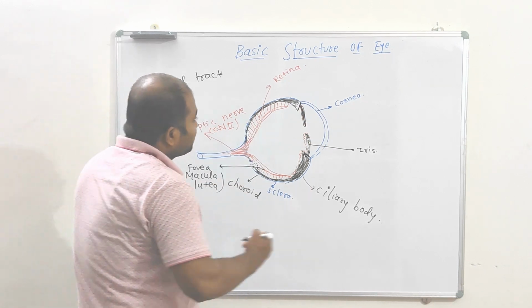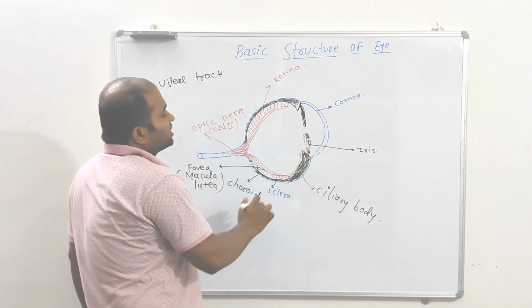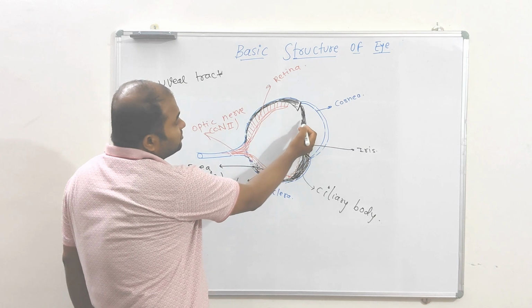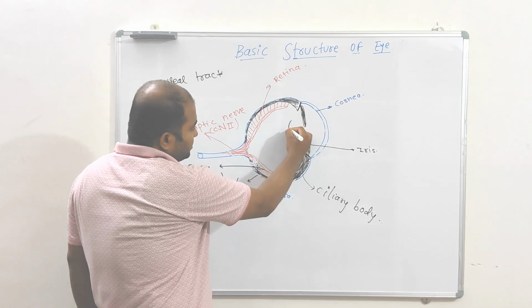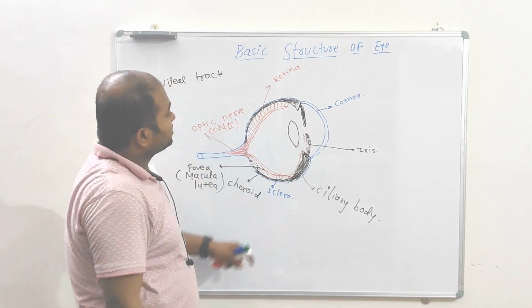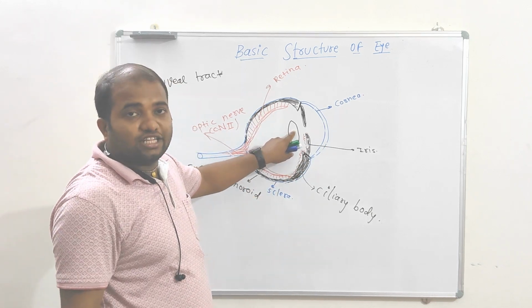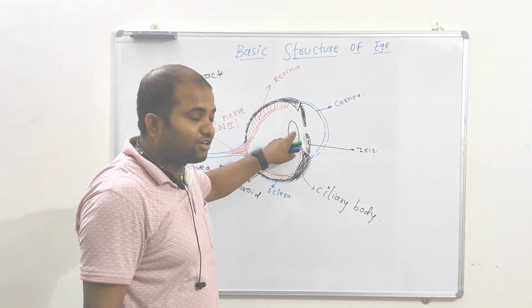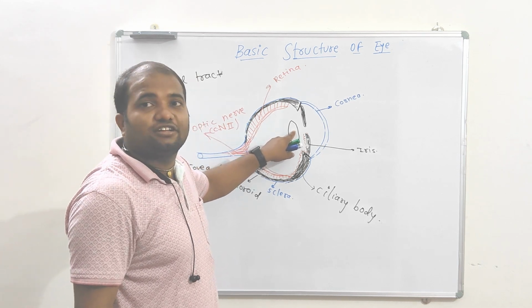I will draw one of the basic structures which is present just behind the iris, just posterior to the iris. I think all of you know this. This is called the lens, and this lens in the eye is given a special name again, and this is called the crystalline lens.